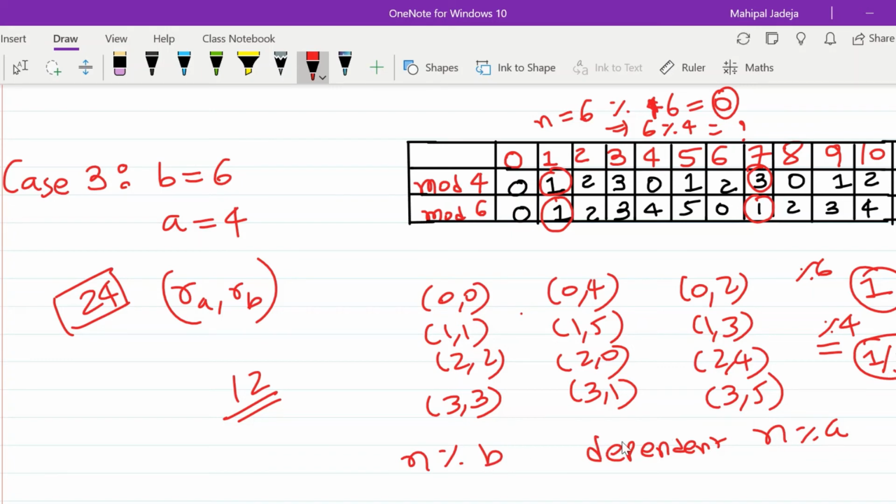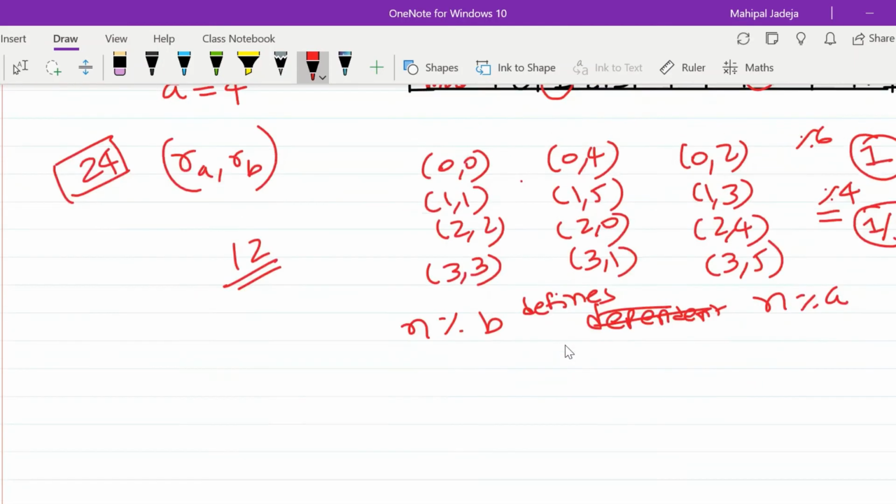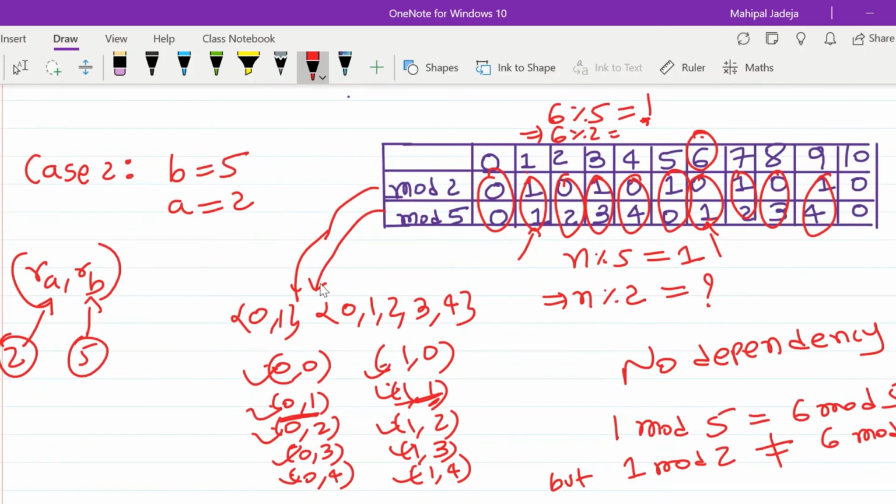So therefore, we will say that n modulo b depends upon n modulo a, right? Or more concretely, we can say n modulo b defines n modulo a, but not completely. Okay. So now from this discussion, it is clear that this case 2 is different, and if we notice, then GCD of a comma b is equal to 1 in this particular case. There is no common factor, and hence there is no dependency also, right? Because if some answer is given with respect to modulo 5, then we can't say anything about modulo 2.